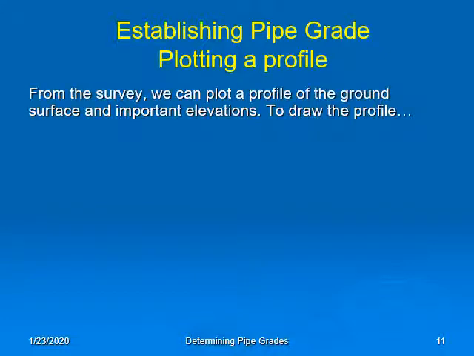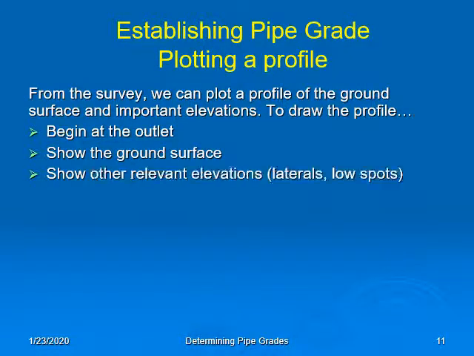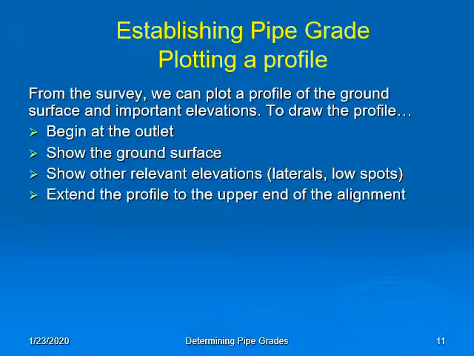Once we have the survey, we can plot a profile of the ground surface and important elevations to help us with our design. To draw the profile, we begin at the outlet, show the ground surface, and show other relevant elevations, such as laterals and low spots. And we want to extend the profile to the upper end of the alignment of the drain. The following slides will illustrate the process used to establish the grade for an example subsurface drain.